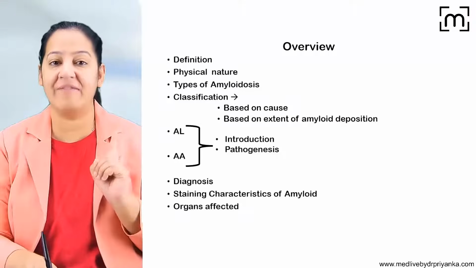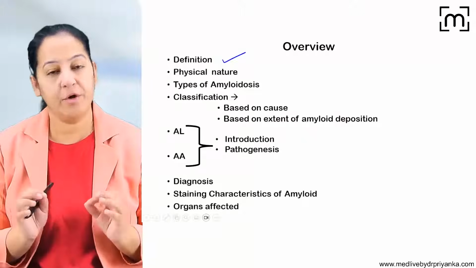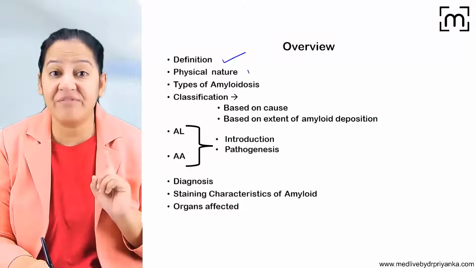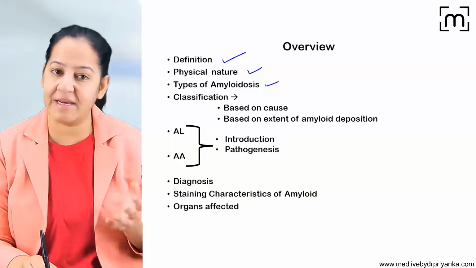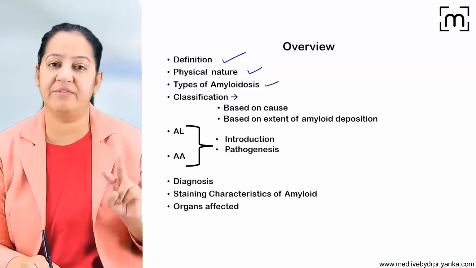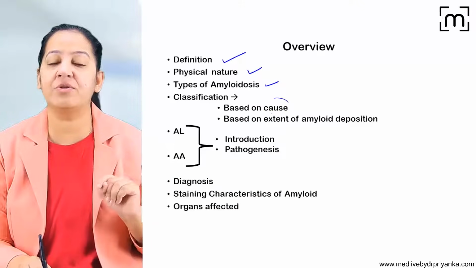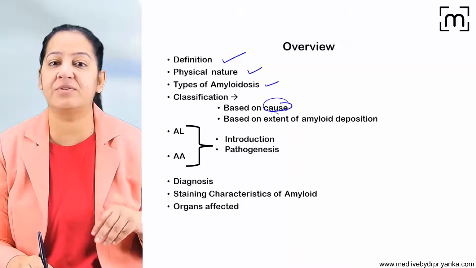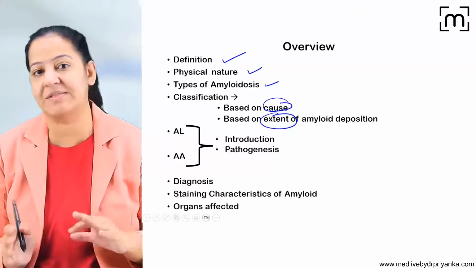So first of all, I will let you know the definition of amyloidosis. What do you mean by amyloidosis? Then I will let you know its physical nature. Then I will let you know the various types of amyloidosis and then we will classify it. We will do the classification based on two criteria. The first classification is based on the cause and the second classification is based on the extent to which the amyloid is deposited in the human body, whether it is localized or systemic.